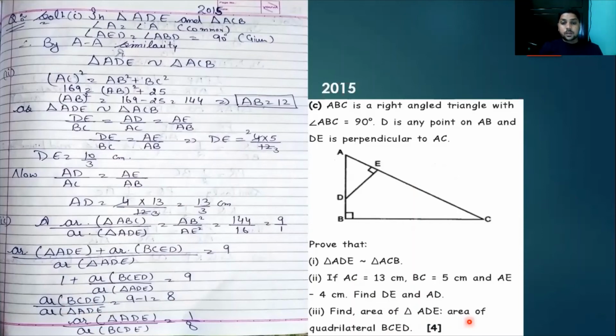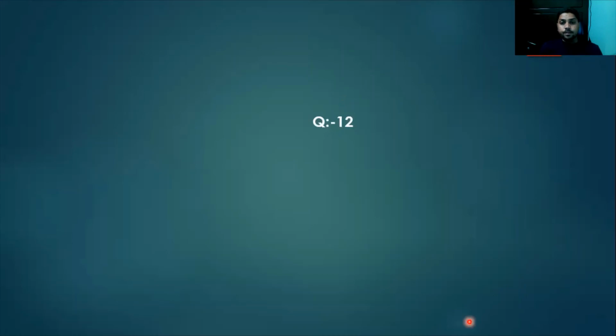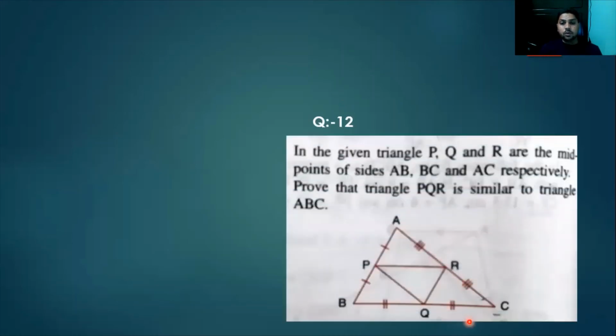Okay, this is a simple question from the previous year examination. You just have to observe the given picture. Then we have the next question, question 12 from your last exercise.